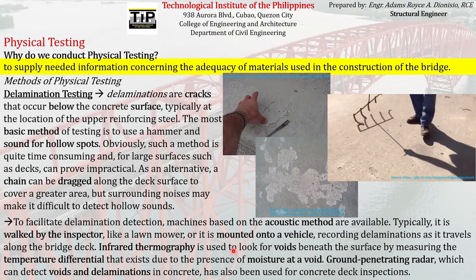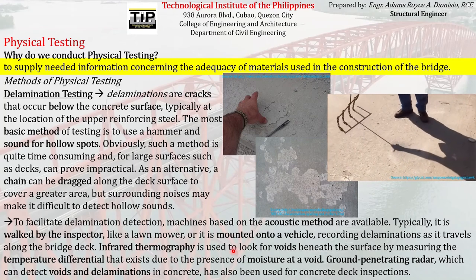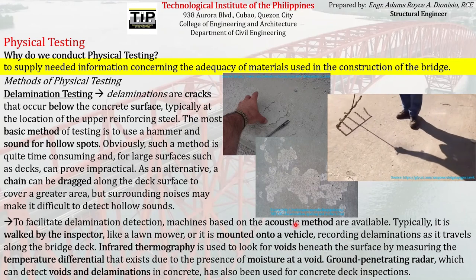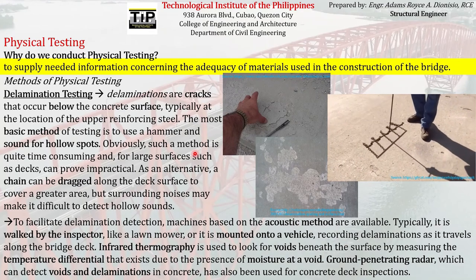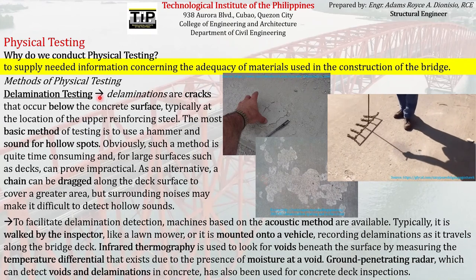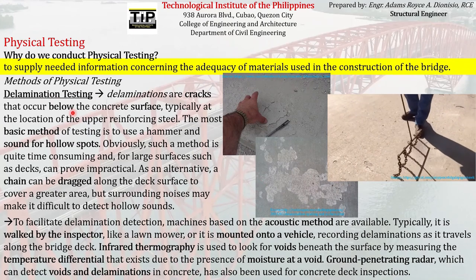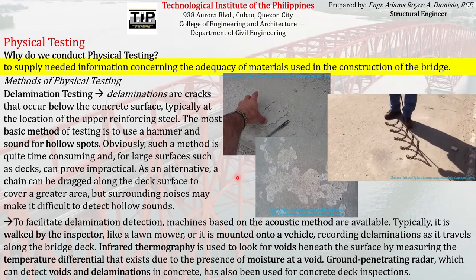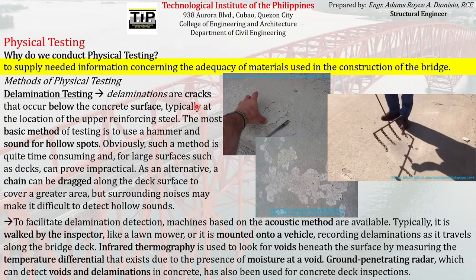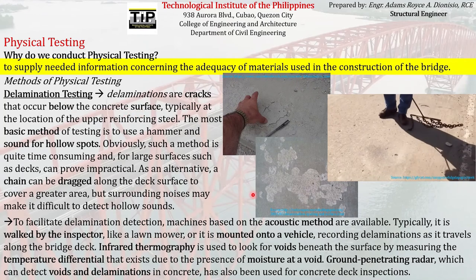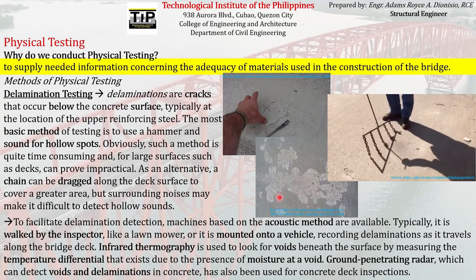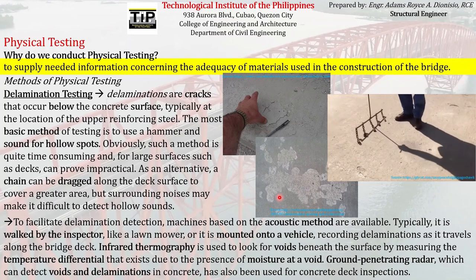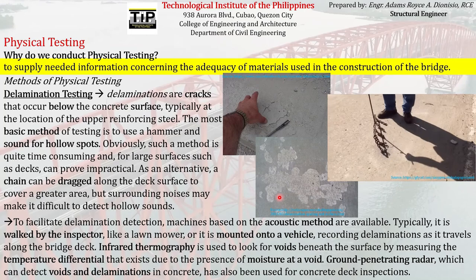Therefore, it helps to detect the location of delaminations. So that is another method for physical testing, the delamination testing. We usually conduct delamination testing to detect the locations of delaminations, or the cracks that occur below the concrete surface, because these delaminations can affect the strength of the concrete component of our bridge or highway structure.